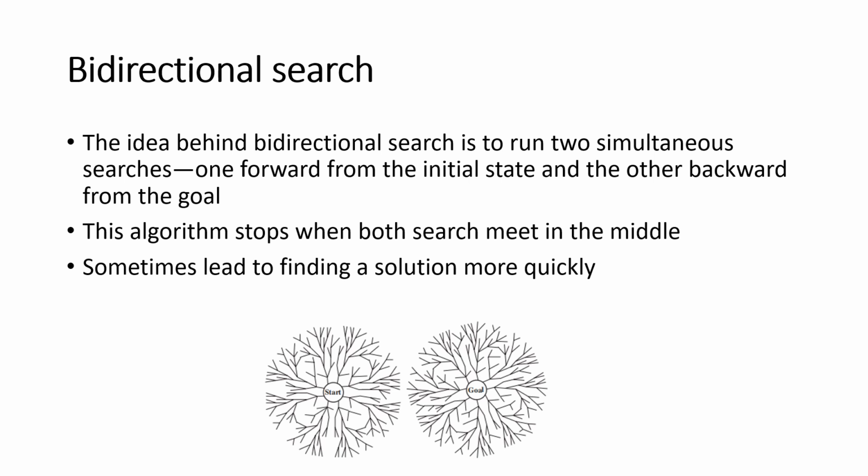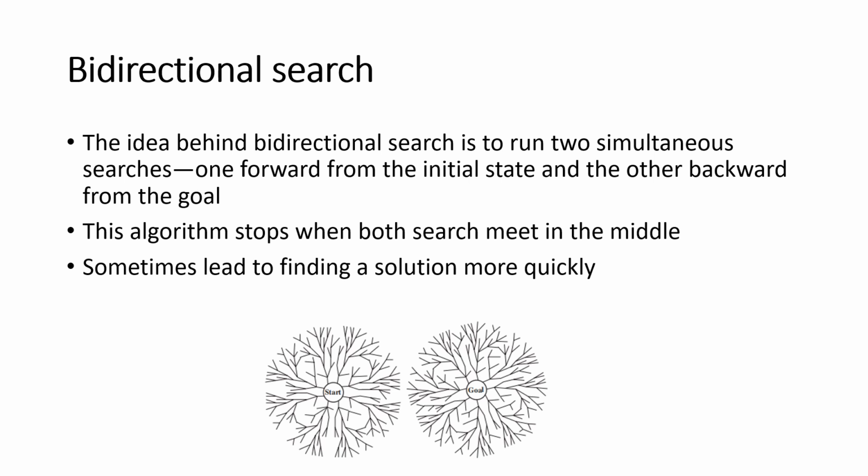So that means there are two searches. One is the forward search, that is from the initial state to the goal state, and backward means it is starting from the goal state and moving to the initial state. But at a particular point they will meet. So we can say that the algorithm stops when both searches meet in the middle.